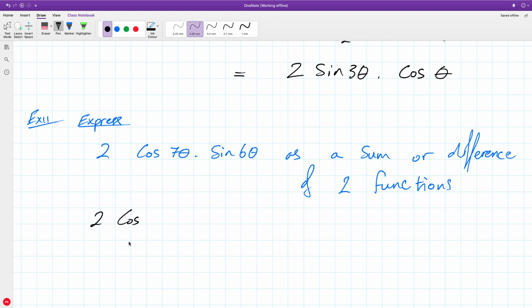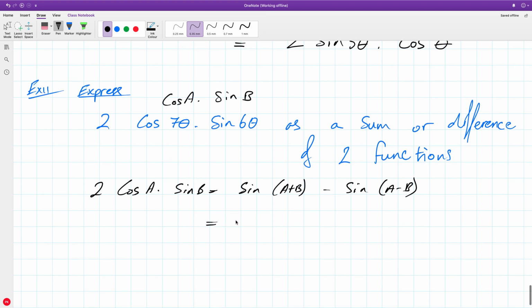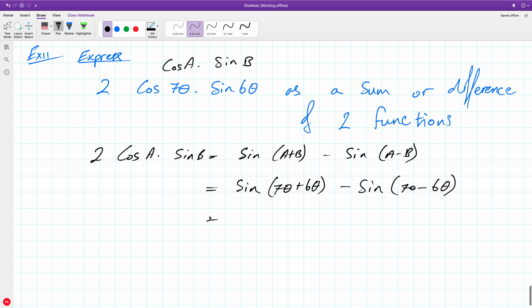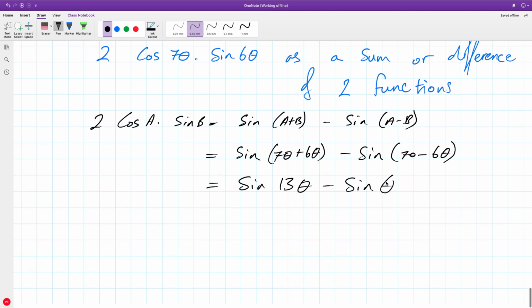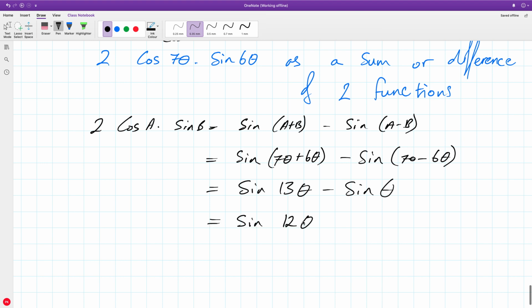Two times the cos of, this is cos A by sine B. So cos A by sine B is the bottom one, yeah? 2 times cos A by sine B is equal to the sine of A plus B minus the sine of A minus B, which is equal to the sine of 7 theta plus 6 theta, minus the sine of 7 theta minus 6 theta, which is equal to the sine of 13 theta minus the sine of theta, which works out being the sine of 12 theta.